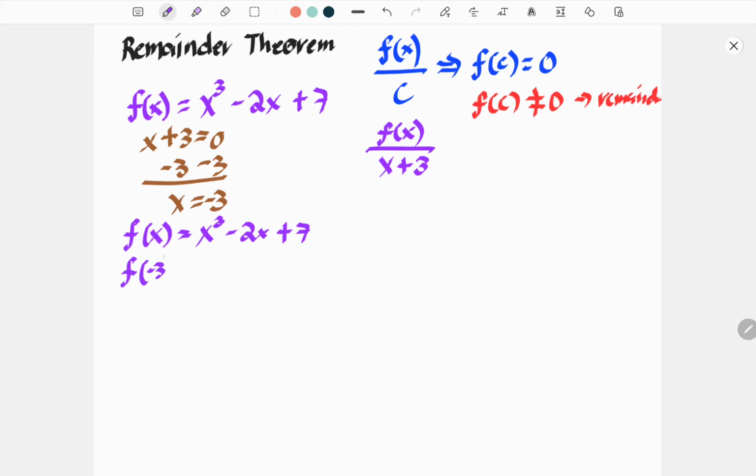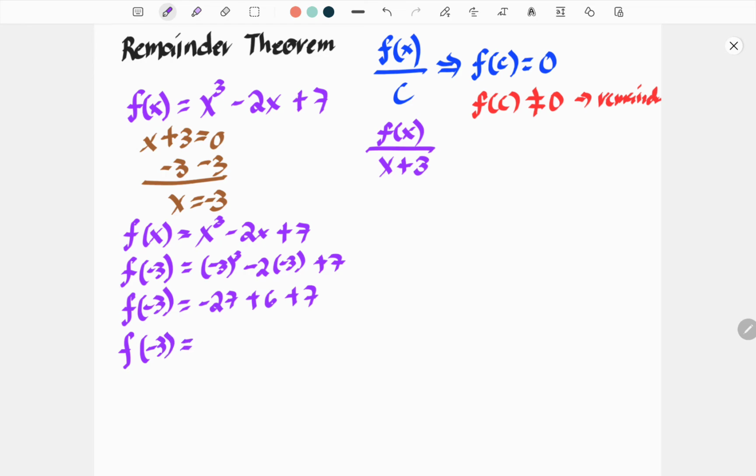So we could say that f of negative 3 is equal to negative 3 cubed minus 2 times negative 3 plus 7. So f of negative 3 is equal to negative 27 plus 6 plus 7. Negative 27 plus 6 would be negative 21, plus 7. Then f of negative 3 is equal to negative 21 plus 7, that would be negative 14. So this is what we got: f of c is not equal to 0. Therefore, negative 14 is a remainder.